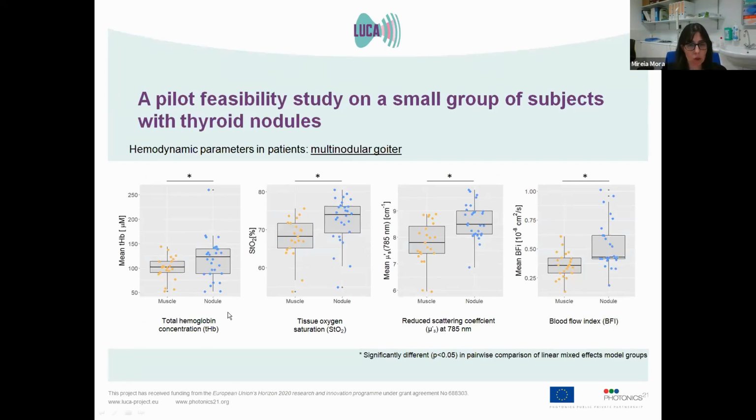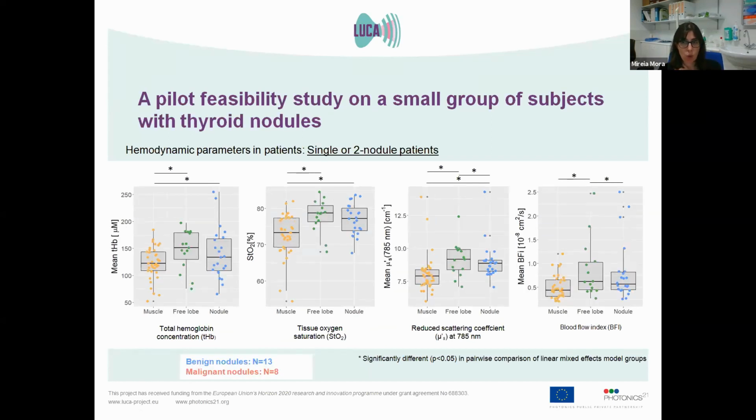here you have the same hemodynamic parameters that we have commented on before in healthy volunteers. And as you can see, in general, there's a large variability in all the parameters. But as we saw in the controls and in the volunteer participants, we see differences between the thyroid parenchyma and the muscle. And in general, this also suggests that we can differentiate the thyroid from the muscle.